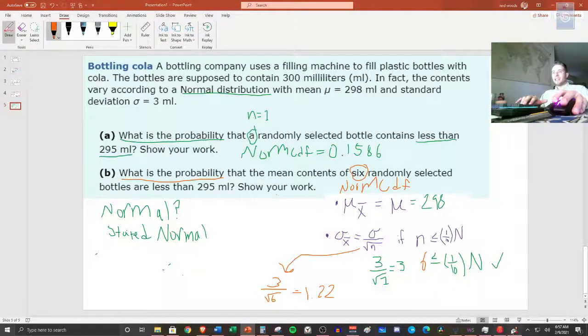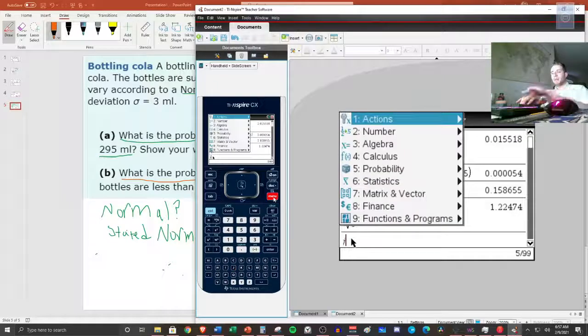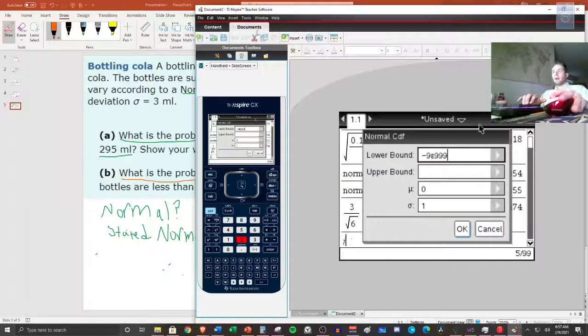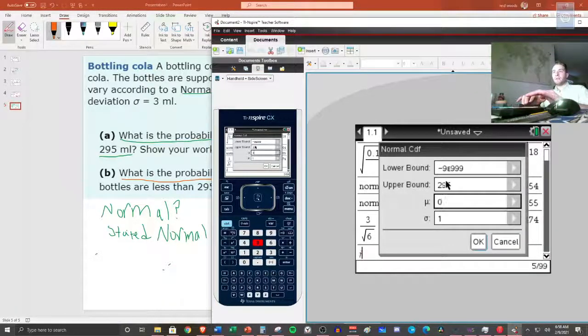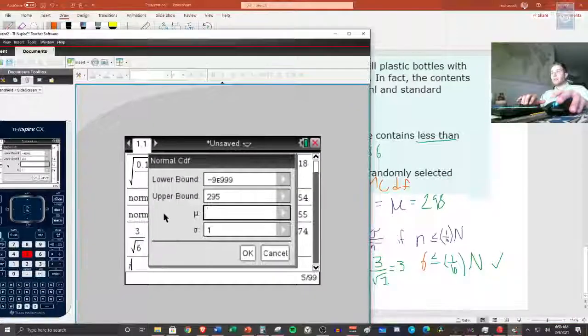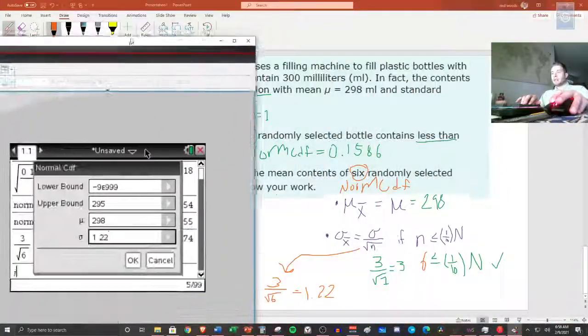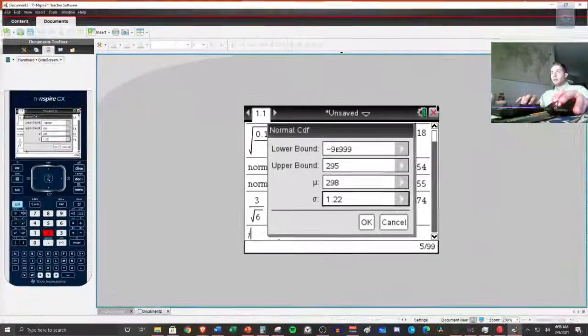So let's do a normal CDF, menu 552, and it wants less than 290. So it's the same exact calculation. The only difference is the standard deviation changes. So this is still 298, still the same mean, so 298. But we change our standard deviation to that 1.22. That's what we got down here for this orange one. We hit OK.